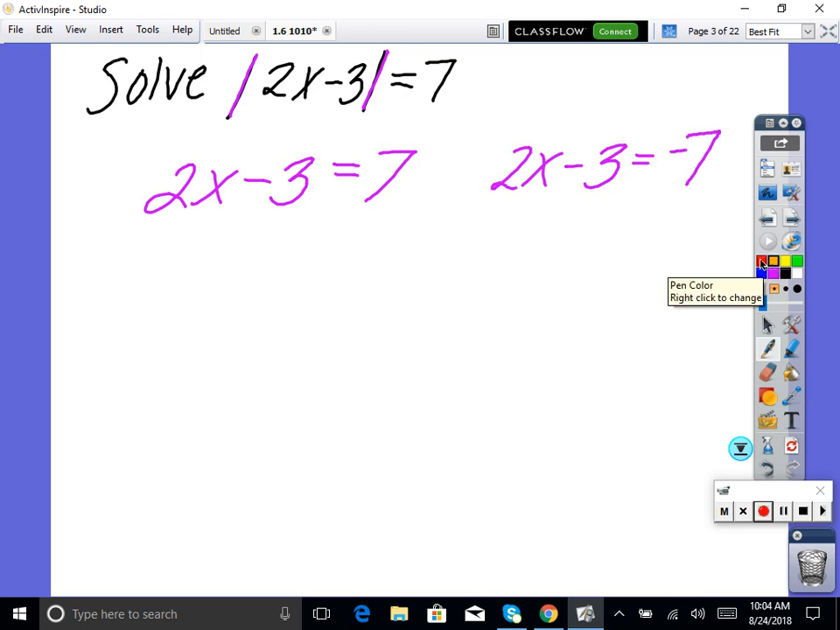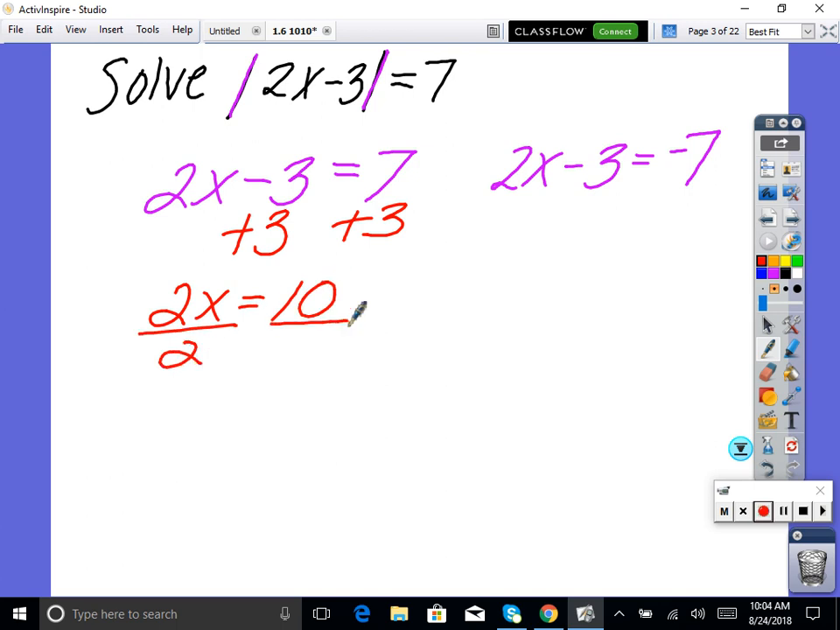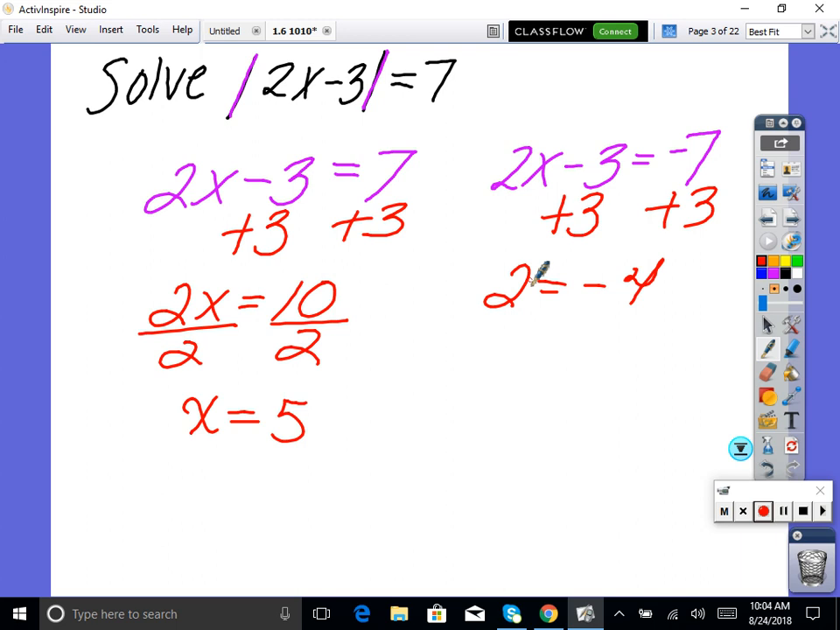Not a negative distance, but in the negative direction. Just making sure we remember. So we'd add 3, 2x equals 10, divide by 2, so x equals 5. Add 3, 2x equals negative 4. Divide by 2. Therefore, x equals negative 2.